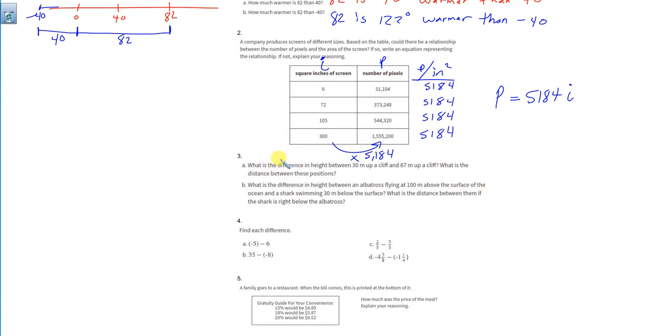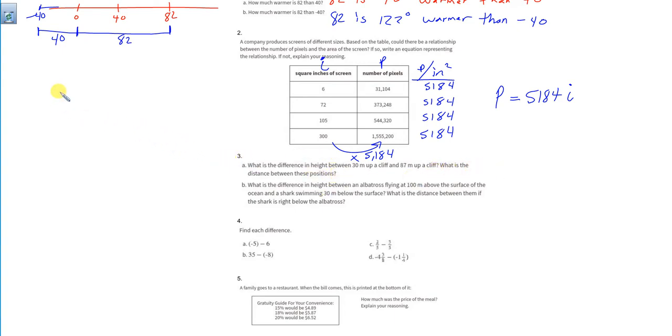I'm on the last set here for lesson number 6, and we have the difference in height between 30 meters up a cliff and 87 meters up a cliff. What is the distance between the positions?